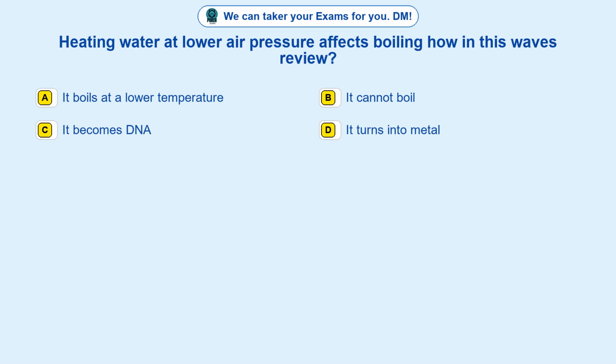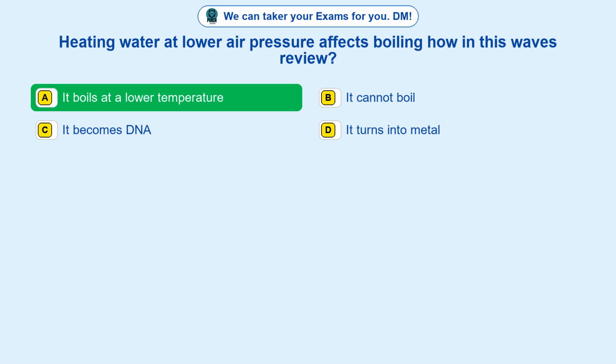Question 48. Heating water at lower air pressure affects boiling how in this waves review? Option A. It boils at a lower temperature. Option B. It cannot boil. Option C. It becomes DNA. Option D. It turns into metal.